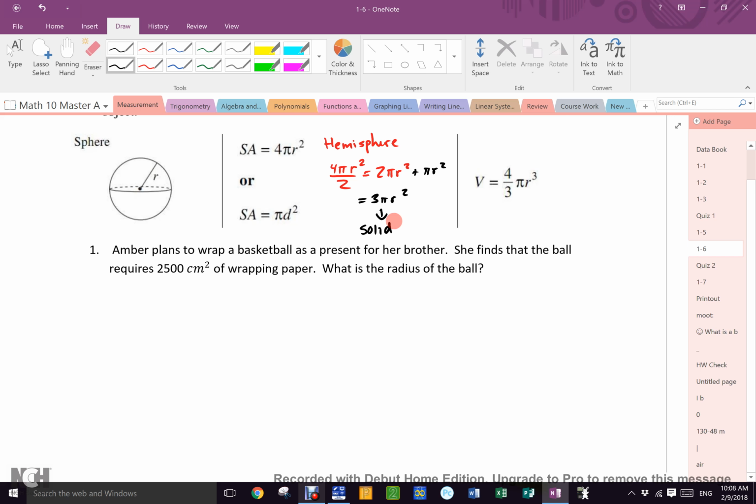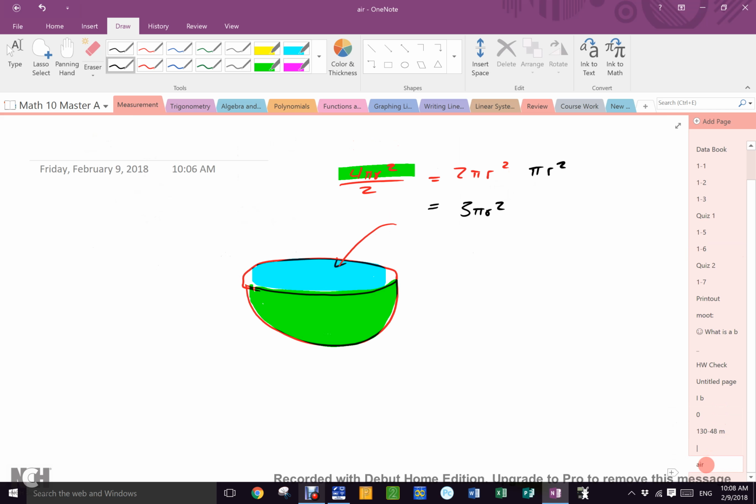Everyone's cool? All right. Now, using your brain and not writing it down, because you don't need to write it down, what if this were a hollow hemisphere? A hollow sphere. So when I cut it in half, this is empty space in there. Now what's the surface area? Almost exactly the same as if it were a full sphere.